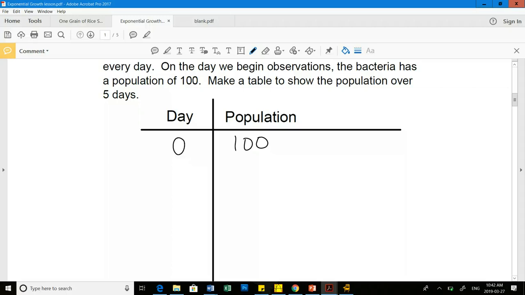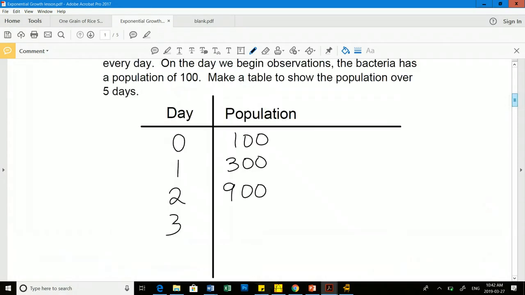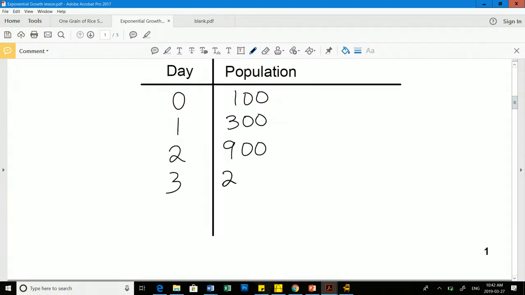Now, if we're going to triple every day, after 24 hours has passed or after 1 day has passed, how many cells do we expect to have? If it's tripling. Essay? 300. Okay. After 2 days have passed, how many cells do we expect to have? 900, thank you. Okay, 3 days? 2,700, good. Sorry. 4 days?